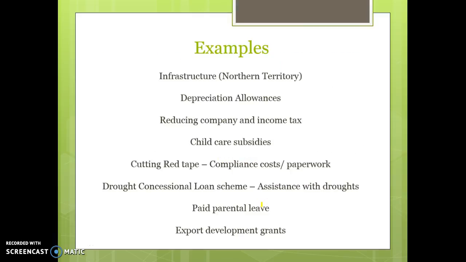So here are some examples of supply-side policies that can be utilised. We've got infrastructure spending, which we've talked about. Depreciation allowances, so businesses can claim more in tax when they purchase machinery, which encourages them to do so and then become more productive. Reducing company and income taxes to promote participation and investment. Childcare subsidies, to help people get back to work. Cutting red tape, if you see that term, it's basically a way to reduce businesses' compliance costs. So trying to get them to fill out less paperwork, making it easier to fill out all your GST requirements. That's an example of a supply side policy because it's reducing firms' costs of production.